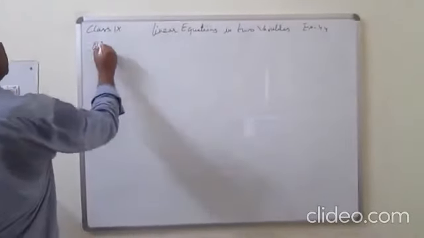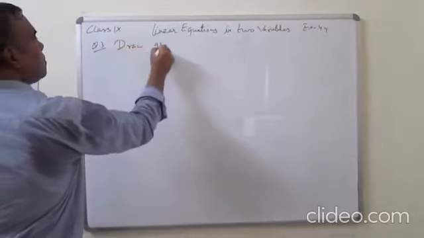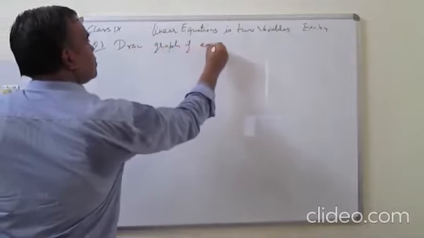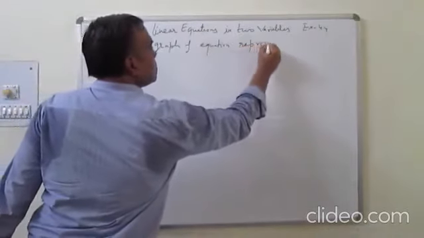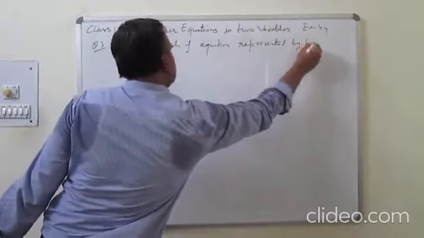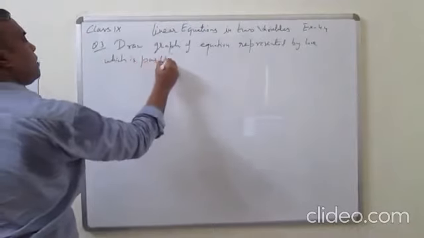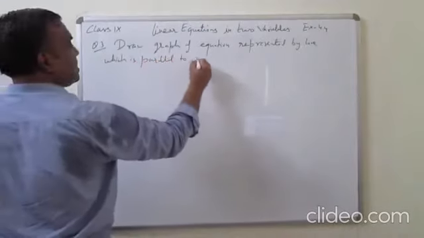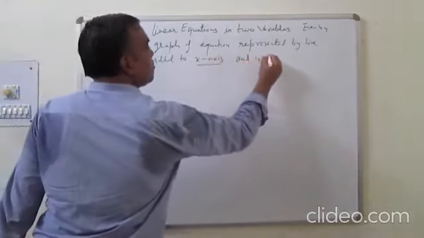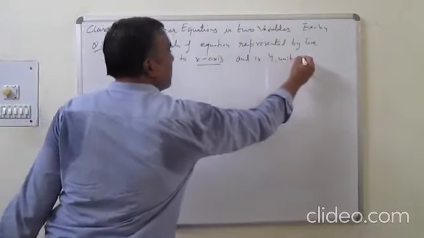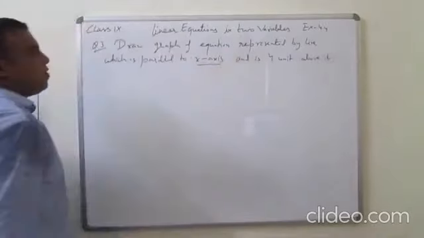Question third. Draw the graph of the equation represented by the line which is parallel to x axis and is 4 units above it. Parallel to x axis and 4 units above it.